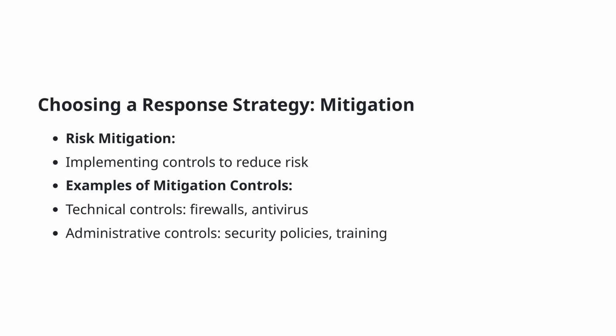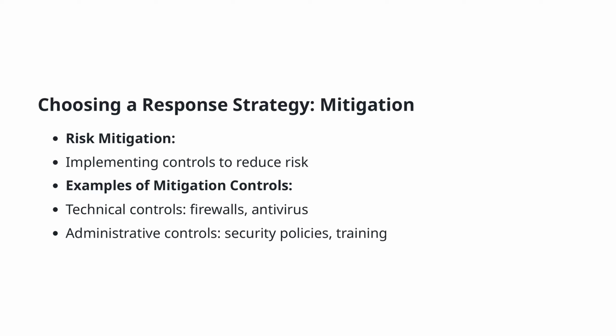When it comes to choosing a response strategy for managing identified risks, mitigation is one approach you can take. Mitigation involves implementing various controls to reduce the risk to an acceptable level. These controls can vary depending on the type and nature of the risk you are addressing. Let's explore some examples of mitigation controls.